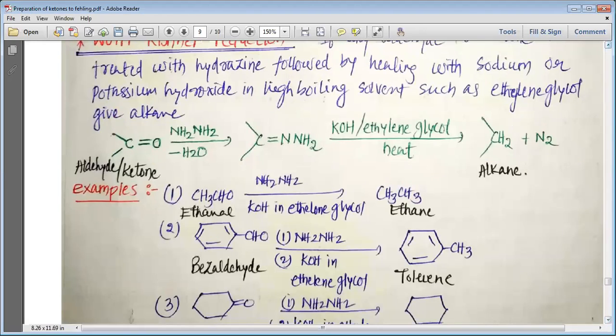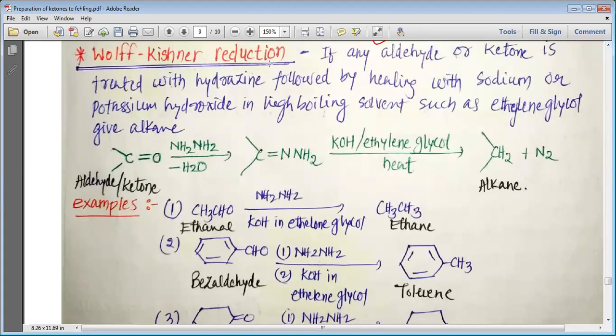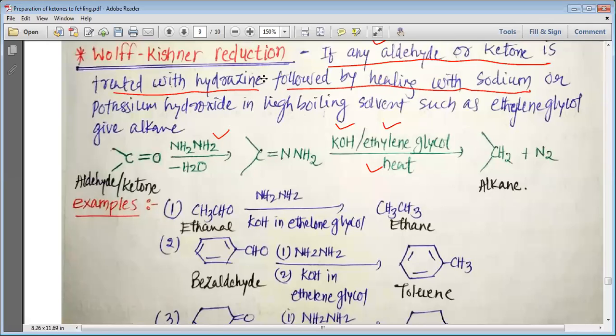Now, my dear students, we are going to study the Wolff-Kishner reduction. In the Wolff-Kishner reduction, the reagent is KOH dissolved in ethylene glycol, followed by heating. So if any aldehyde or ketone is treated with hydrazine, that is NH2NH2, followed by heating with sodium or potassium hydroxide in a high boiling solvent, ethylene glycol, we get an alkane. So first, this carbonyl carbon needs to be treated with hydrazine. When it is treated with hydrazine, we generally get a hydrazone.